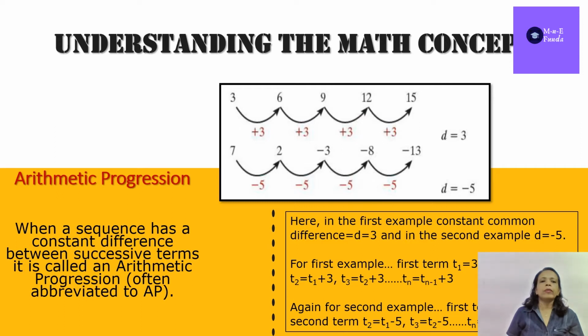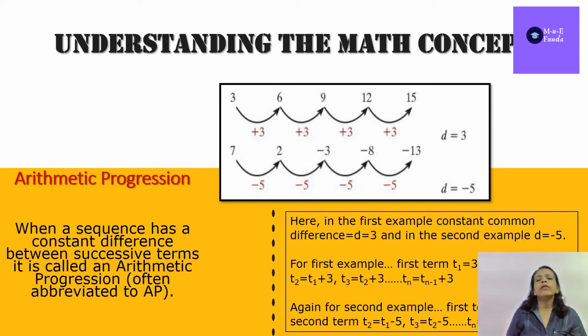Understanding the math concept of arithmetic progression. So, what is the definition of arithmetic progression? Let me say, when a sequence has a constant difference between the successive terms, it is called an arithmetic progression, often abbreviated to AP. It means there is a relation between two successive terms. Here is an example.